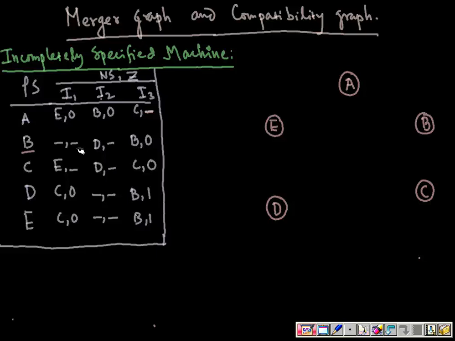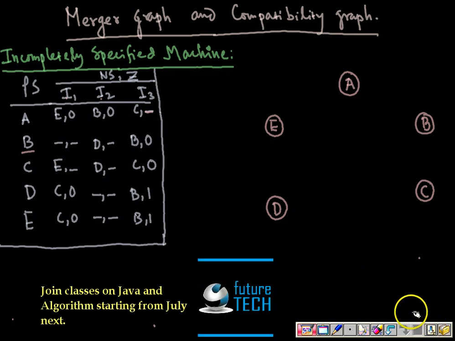The technical way of reducing this machine is by using a merger graph, then developing a compatibility graph using that merger graph. So first of all, in this tutorial, what I'm going to do is develop a merger graph. We'll learn how to develop a merger graph, and then in the next tutorial I will develop the compatibility graph and will ultimately reduce the machine. So first of all, we need to understand what a merger graph is.